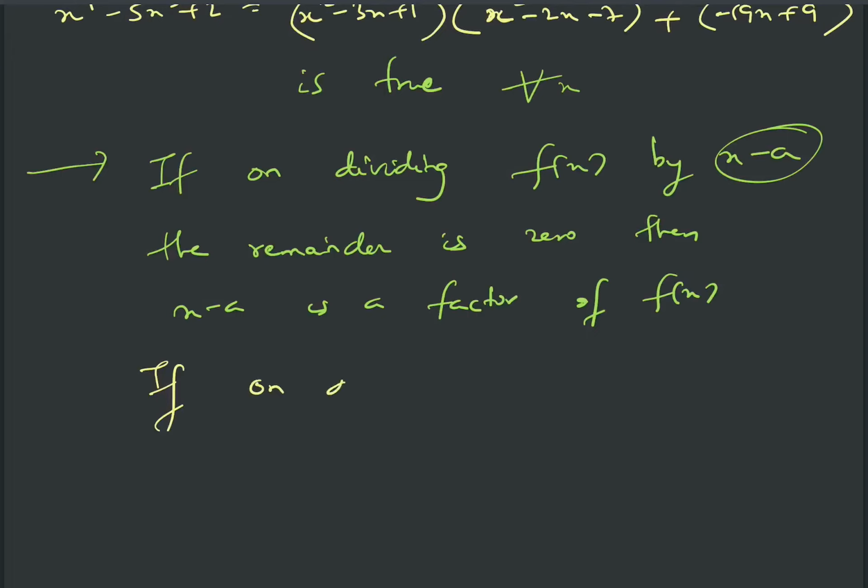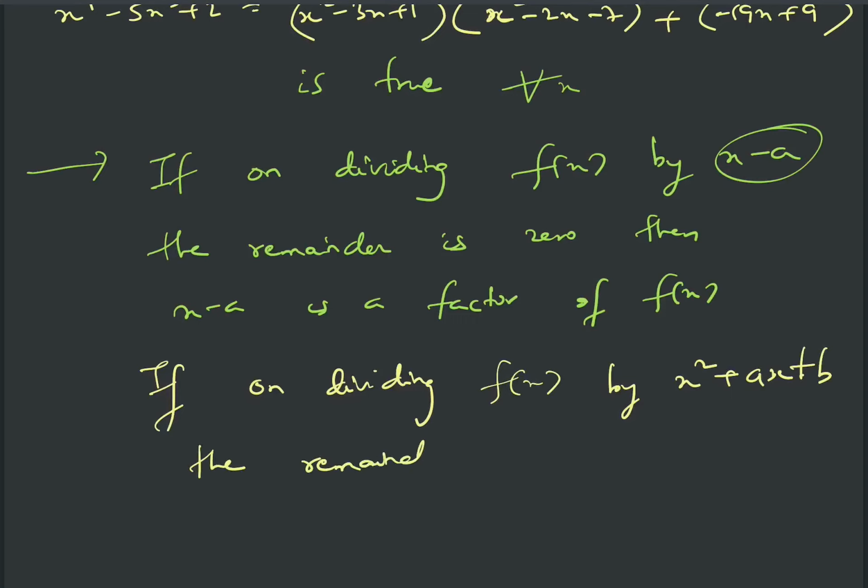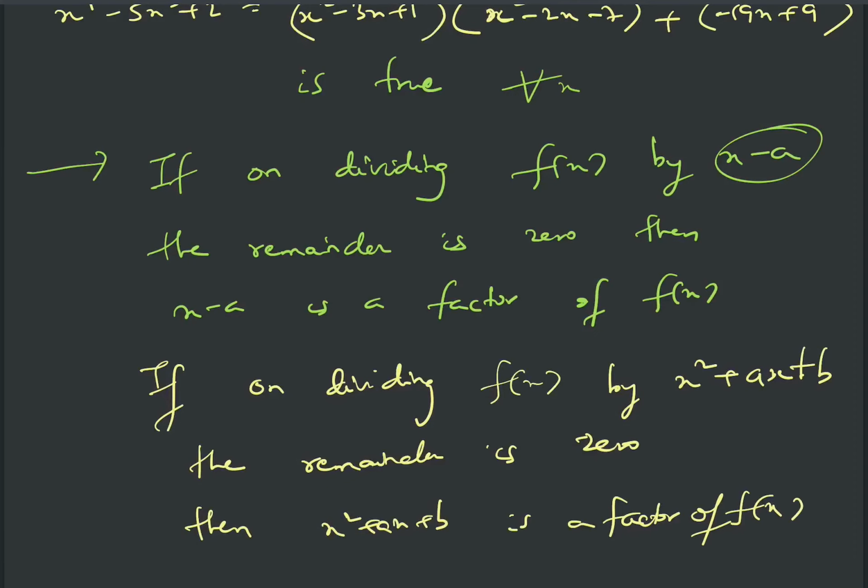Similarly, if on dividing f of x by say x square plus ax plus b, right, the remainder you get identically is 0, then you can say that x square plus ax plus b is a factor of f of x, right?